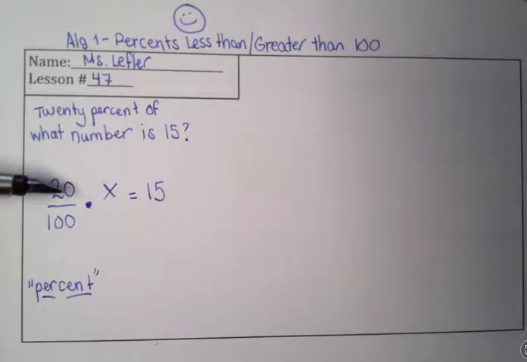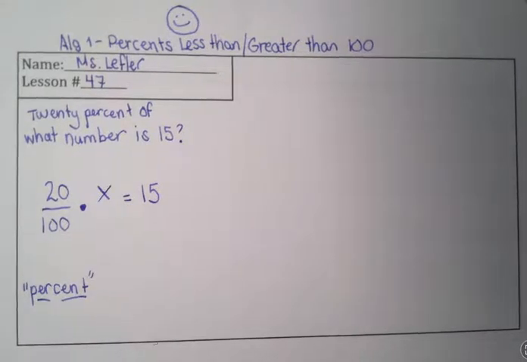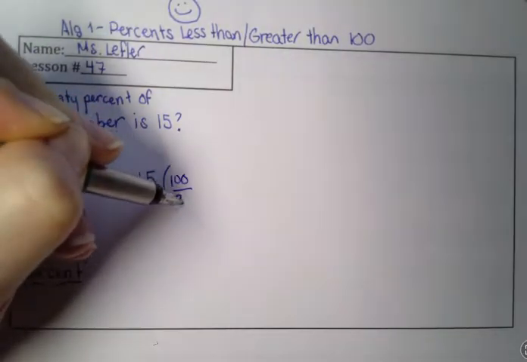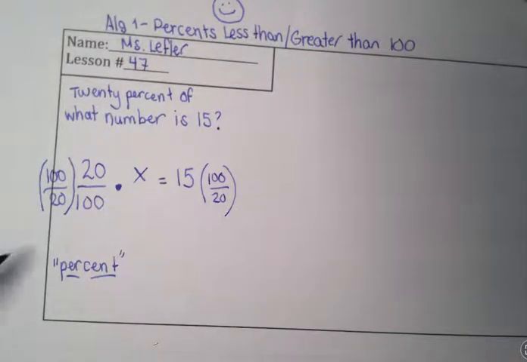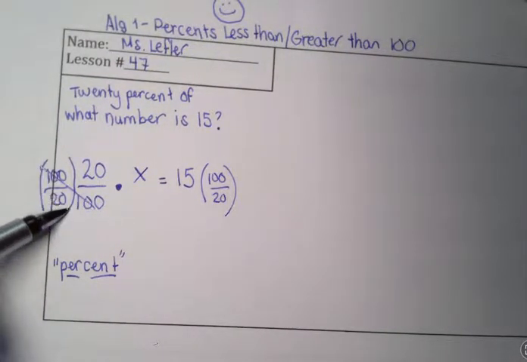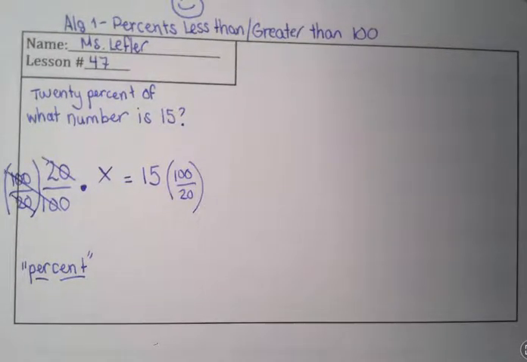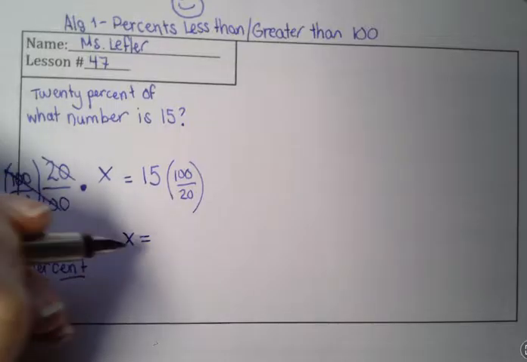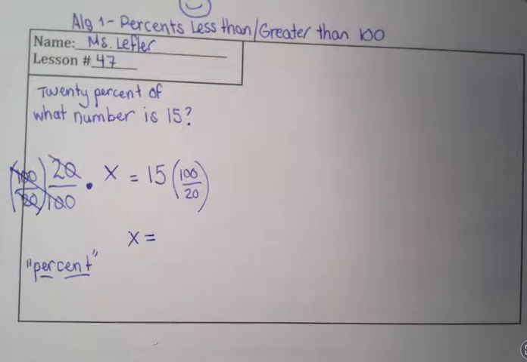In order to solve for x, when you have a fraction multiplied by x, all you have to do is multiply both sides by the reciprocal of that fraction. So if I multiply both sides times 100 over 20, it will cancel out on the left-hand side. Get my variable by itself. It'll cancel out here. So I'll just have x equals this, 15 times 100 over 20.